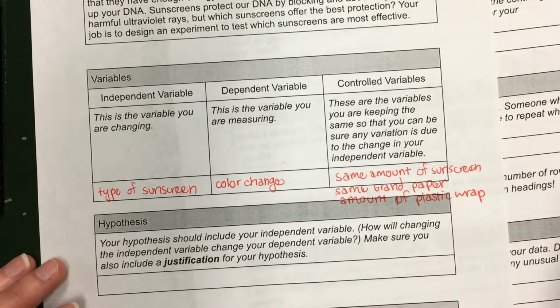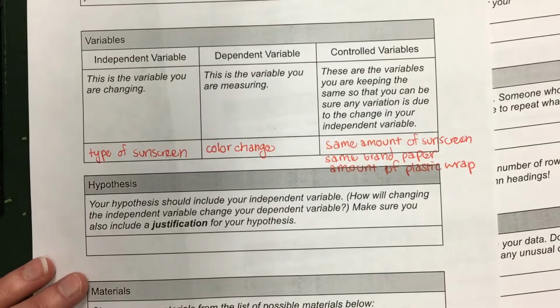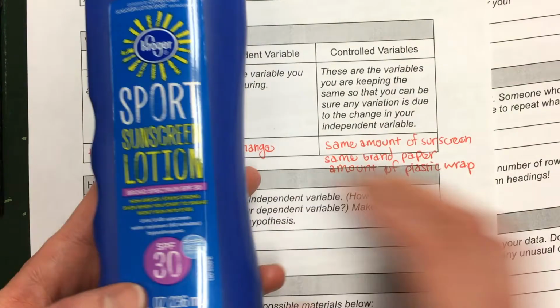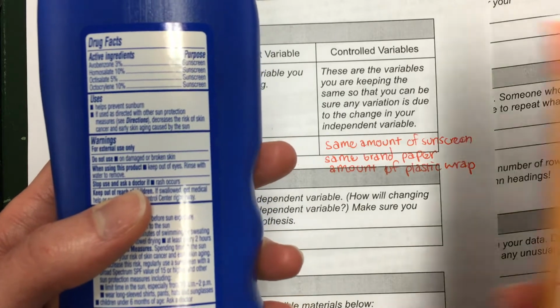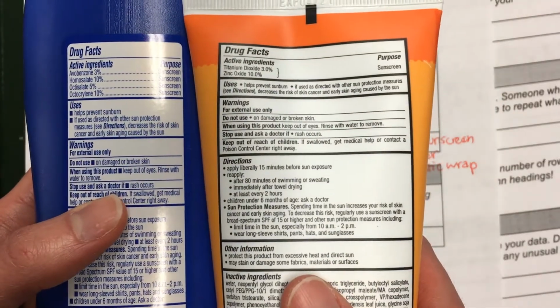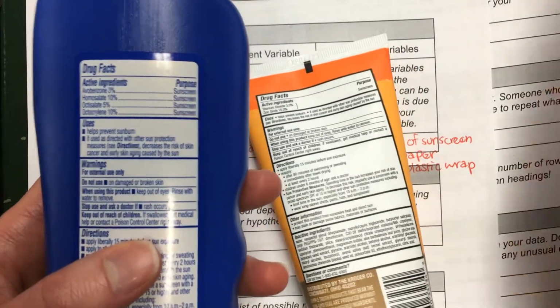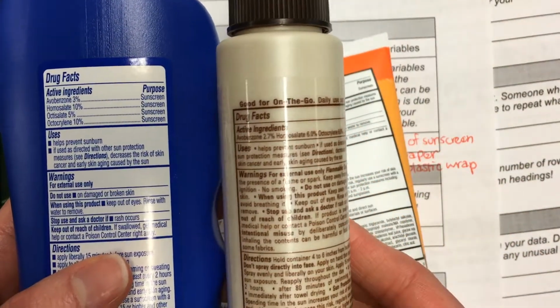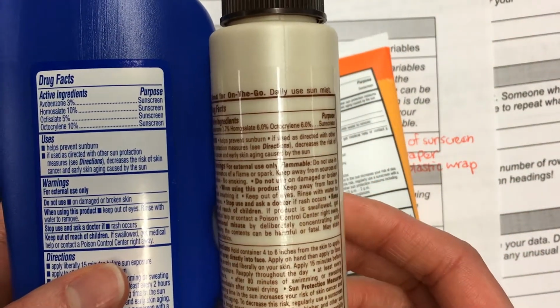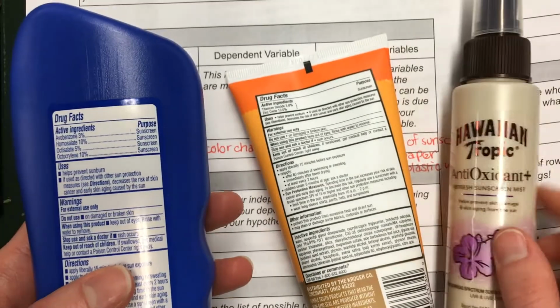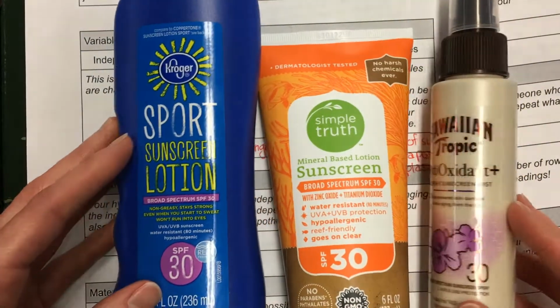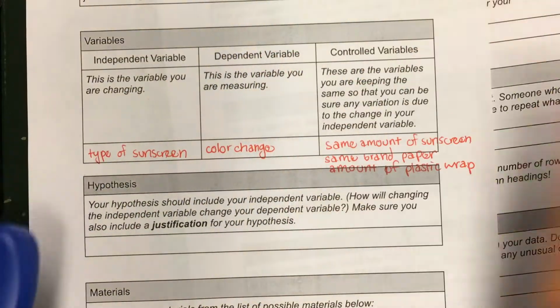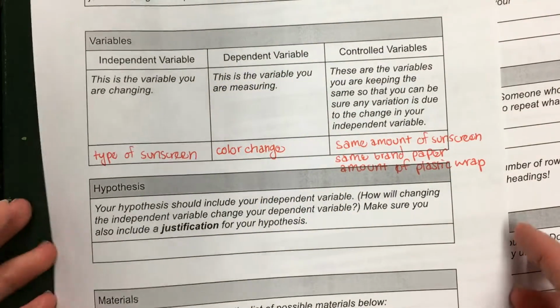Okay, now the next thing you need to do is come up with a hypothesis. So we have our Kroger store brand. If you want to see the ingredients, there they are. Here's our fancier brand, has these ingredients. And the spray-on has these ingredients. So based on that, I want you to make a hypothesis about which one is going to do a better job of blocking the UV light. So you can fill that out.